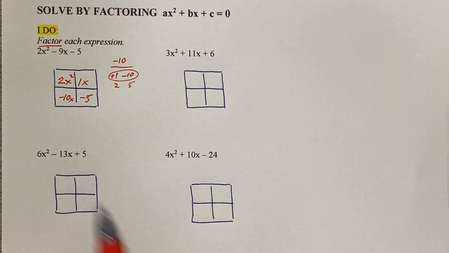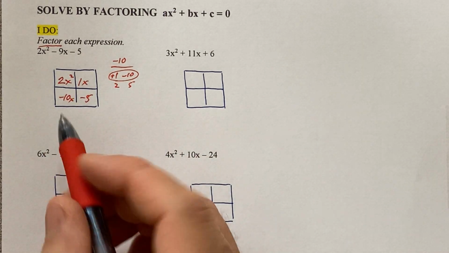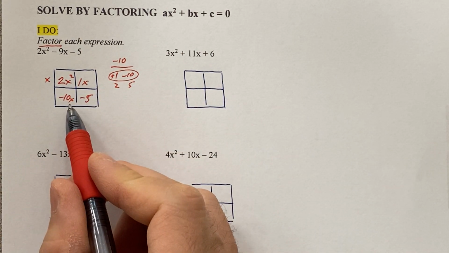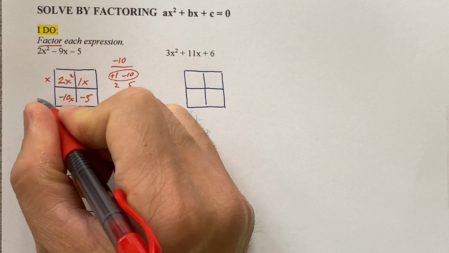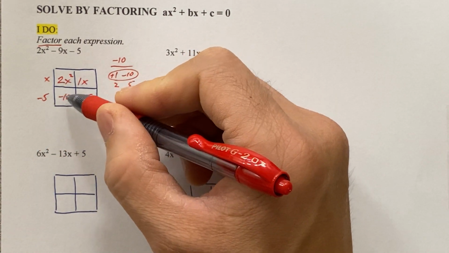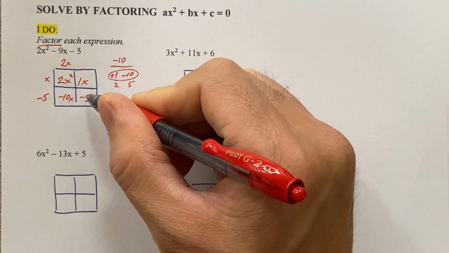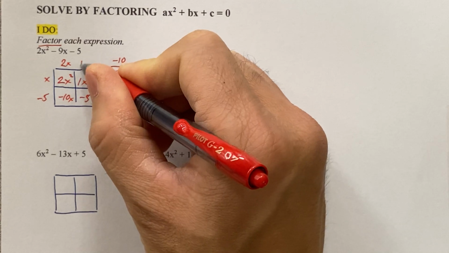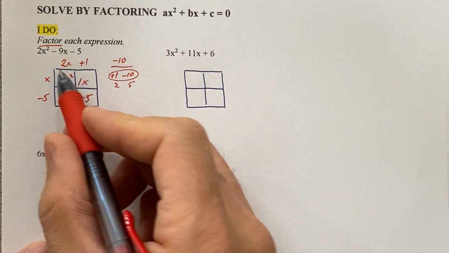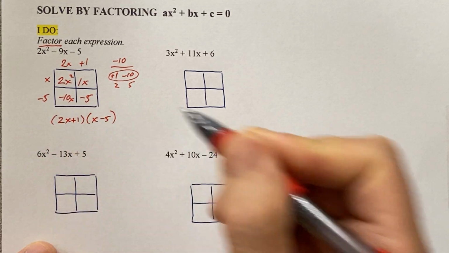Once I have my table, all I have to do is GCF each row and each column. So biggest thing that goes into 2x squared and 1x is x. Biggest thing that goes into -10x and -5 is -5. Then do the same thing for these columns, GCF 2x squared and -10x, and that gives me 2x. GCF 1x and -5, and it's going to be +1 because the closest box is 1. So again, this is all review of factoring. So I have 2x plus 1 times x minus 5.